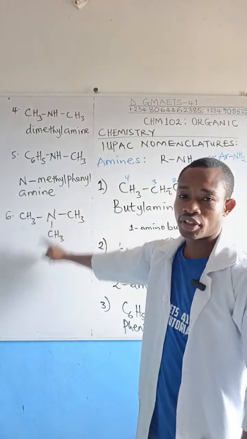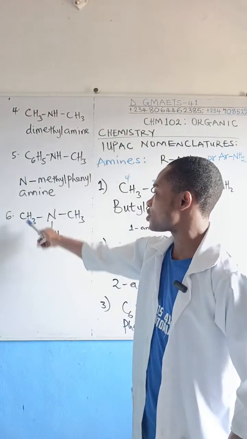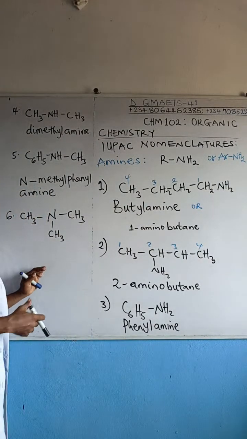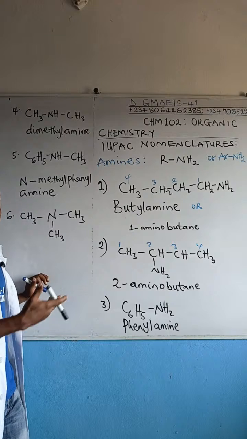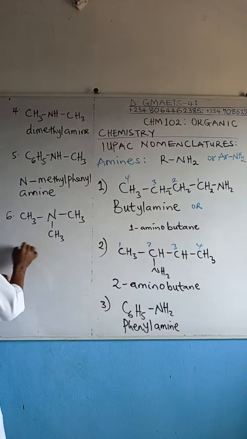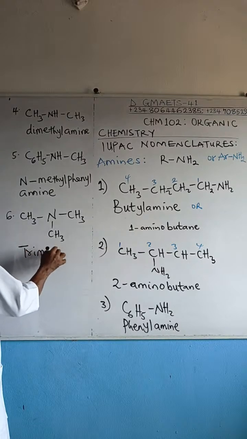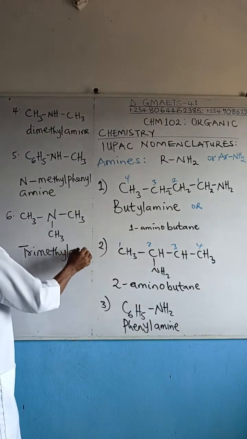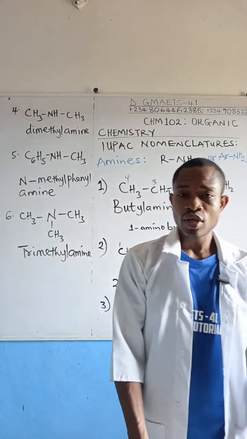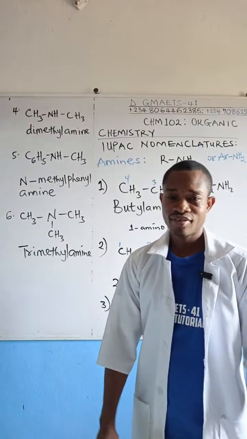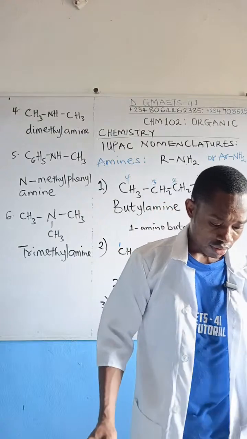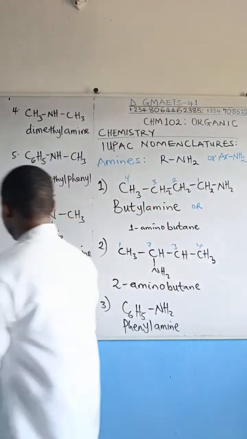No hydrogen on this nitrogen anymore. Then look at the substituent you have. All of them are the same, 3 methyl groups. So there is nothing like N,N in this case. Since they are the same, you have your trimethyl. There are 3 methyl attachments: trimethylamine. That's what you do. Remember, this is a tertiary amine.